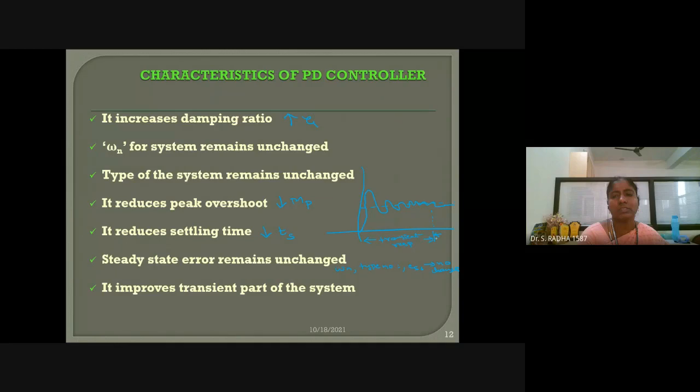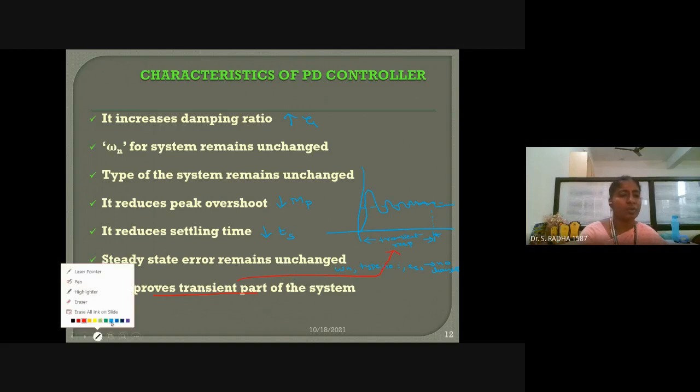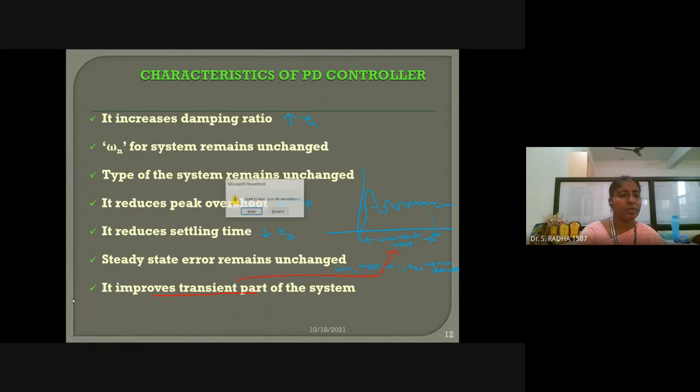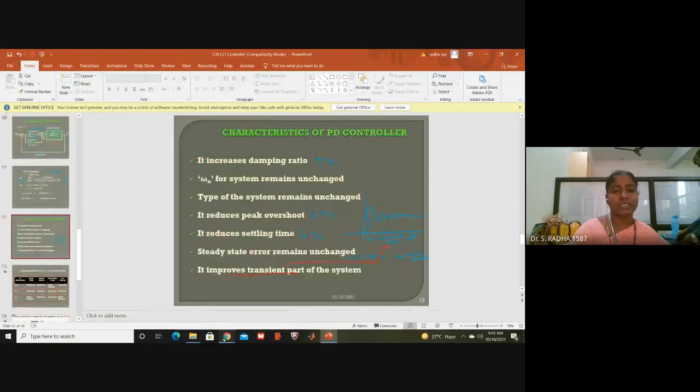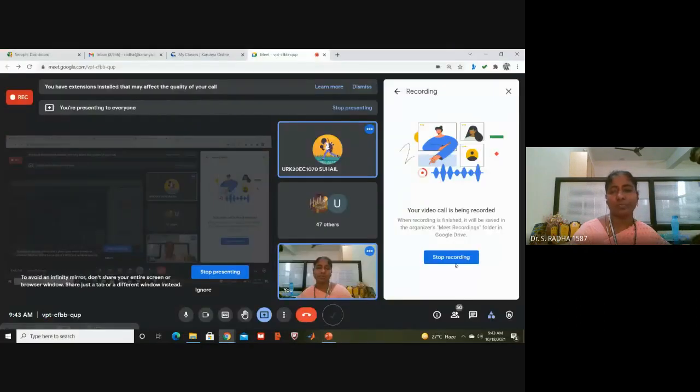When you connect a PD controller, the transient response is improved. Improves transient part means the transient response is improved in the graph. This is about the behavior of the PD controller. So next class, we will see the characteristics of the PID controller. What are the characteristics of the PID controller?